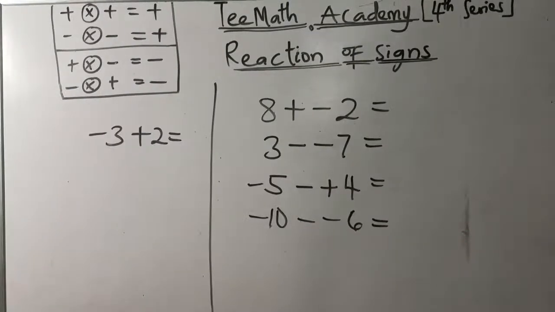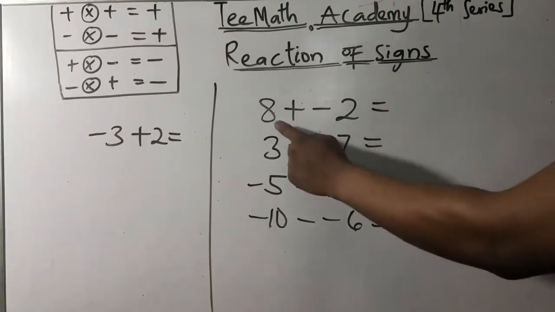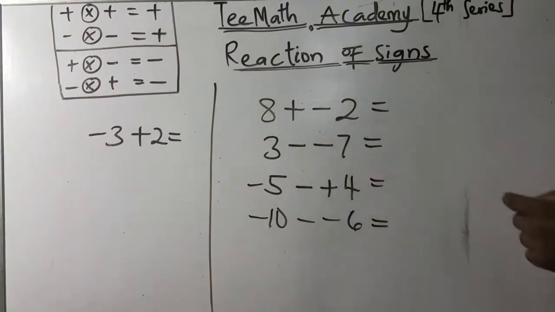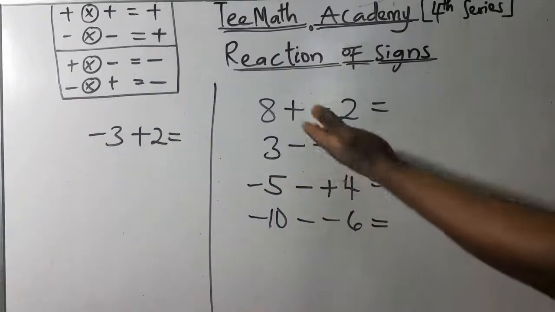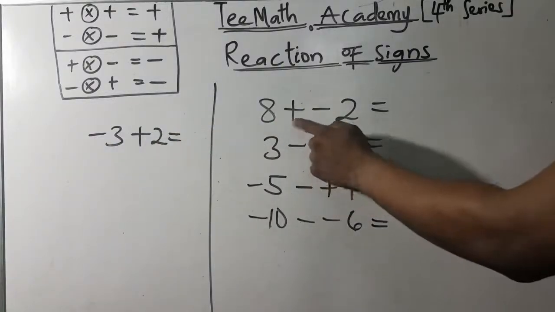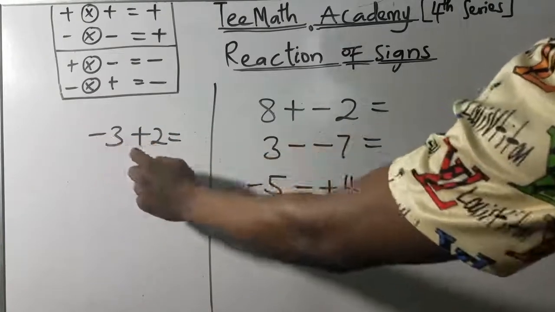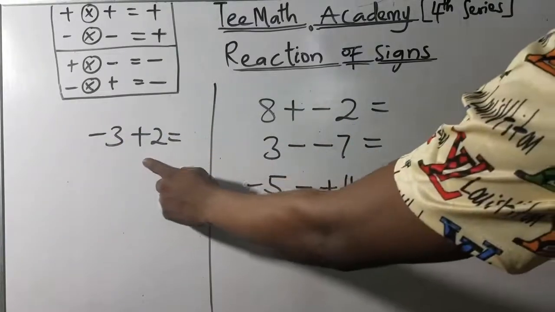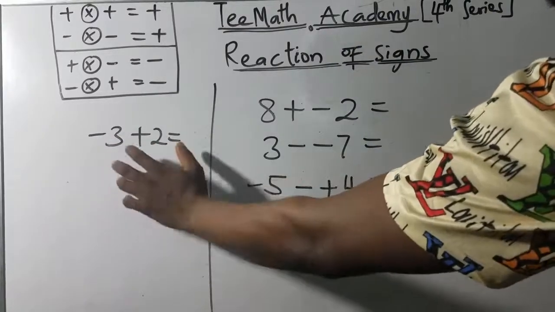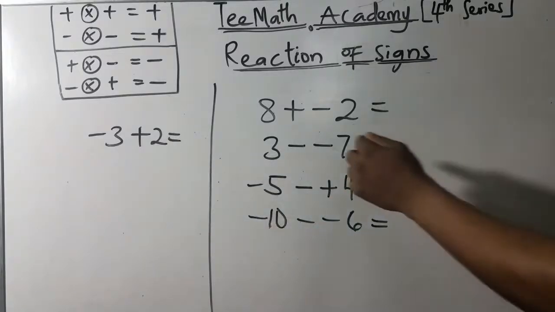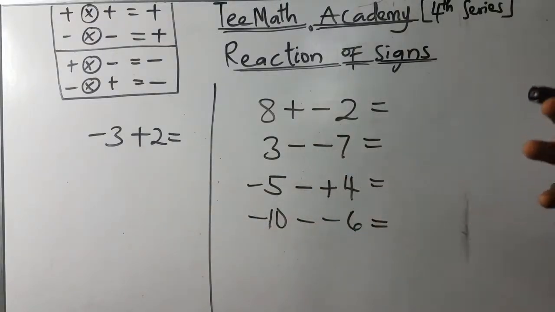Welcome back. We are looking at another aspect of mathematics, reaction of signs. If you look closely, you will see that we have 8 plus minus 2, and here minus 3 plus 2. A lot of students have mixed this up when they see plus minus and minus 3 plus 2. Some students will say minus times plus is minus. This is not where to multiply. When you see two signs that are very close together, that is when you multiply.